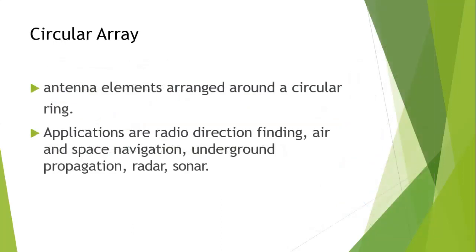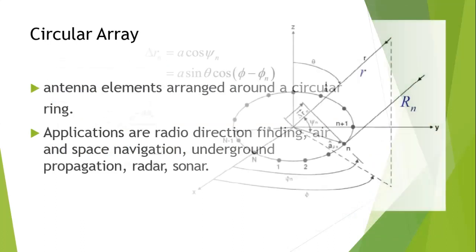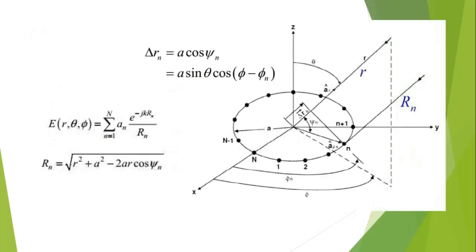Circular array. Antenna elements arranged around a circular ring. Applications are radio direction finding, air and space navigation, underground propagation, radar, sonar. So in this diagram, delta Rn equals a cos phi n, that is equal to a sin theta cos of (phi minus phi n).